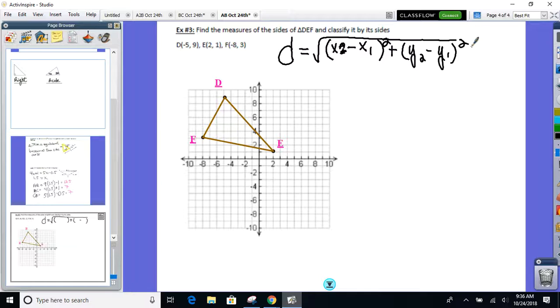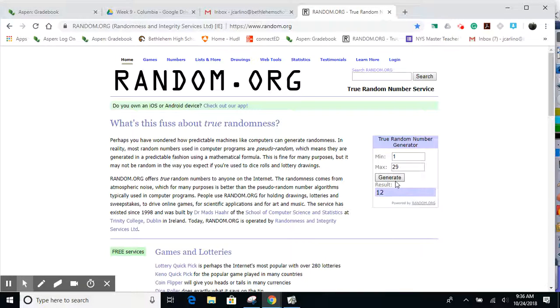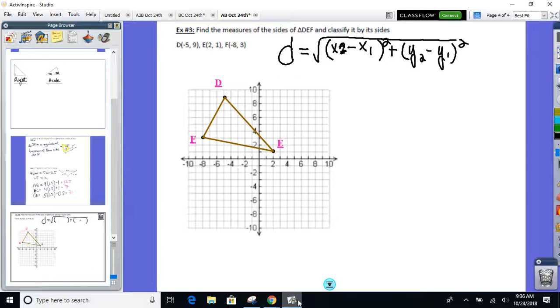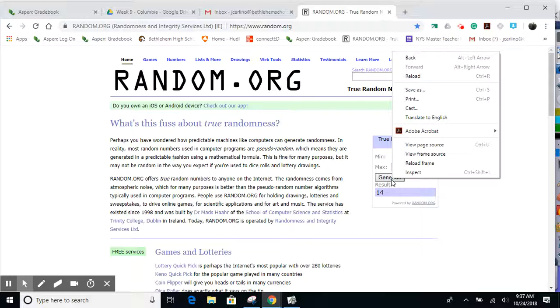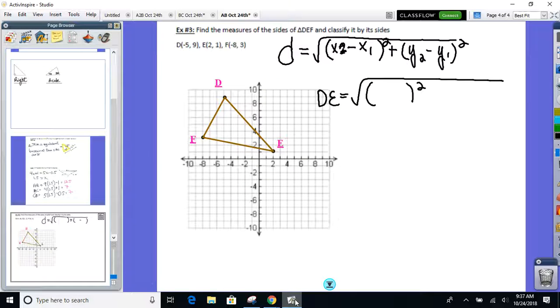I'm going to do one of them with you. The other two are on your own in your group. Lucky number 12, pick which side you want to do as a class. D it is, everybody. Here we go, DE. So let's find the length of DE. So next person up, give me the X coordinates to plug in for D and E. Negative 5 and 2. Got it. So negative 5 minus 2. Got it. And then how about the y coordinates for D and E? 1 minus 9. Order does not matter.